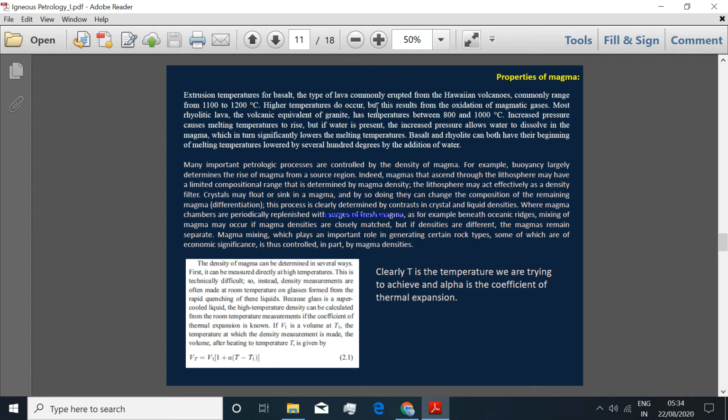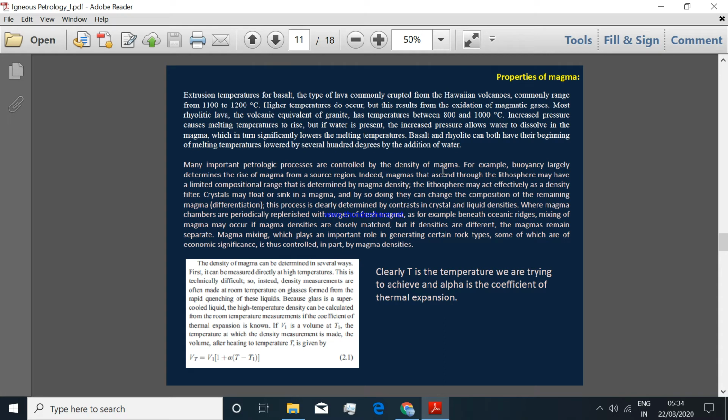The extrusion temperature of the magma might range from 1100 to 1200 degrees Celsius in the case of basalts or volcanoes. In the case of granites, the extrusion temperature might range between 800 to 1000 degrees Celsius, and increased pressure causes the melting temperature to rise. But whenever water is present, the presence of water might diminish the melting temperature of the rock, or rather the crystallization temperature of minerals from a magma. So whenever we approach this situation, we have two things in mind: one is during melting and one is during the crystallization process.